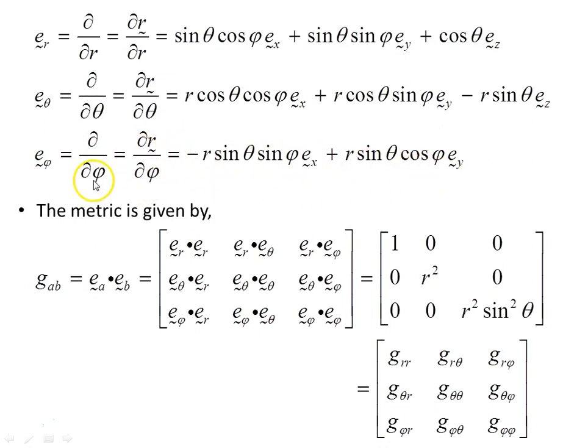Now the metric for this space is given by g_AB as E subscript A dot E subscript B, which if we do that for each of the coordinates r, theta and phi, we'll get this object here, a 3 by 3 matrix, of which only the diagonals are non-zero. All the other terms are 0 because they're orthogonal to each other. And here are the metric terms here.